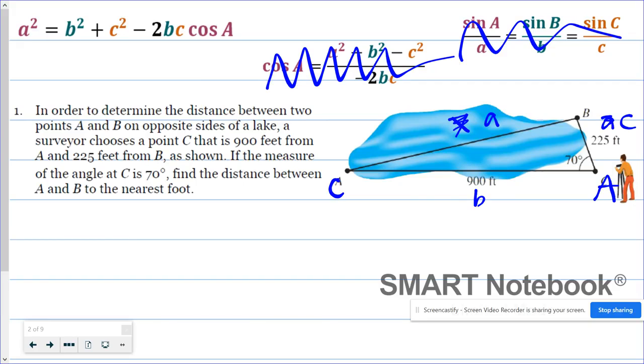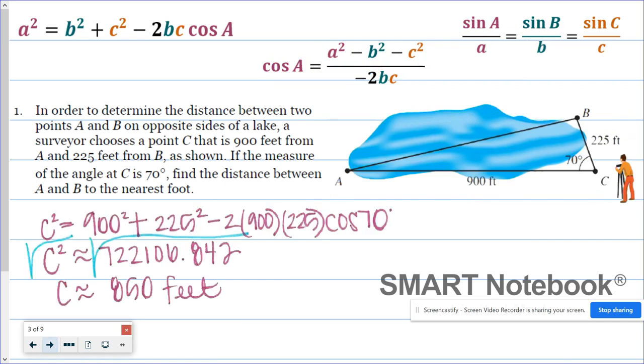So remember, the law of cosines is simply a formula. So we're going to make that substitution, calculate, and find our solution. And that's what I did here. So notice that I substituted our given values into the law of cosines formula. I calculated that, and then I took the square root. So the distance between A and B to the nearest foot is 850 feet.